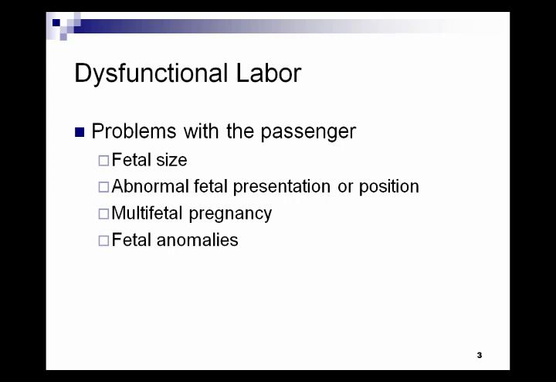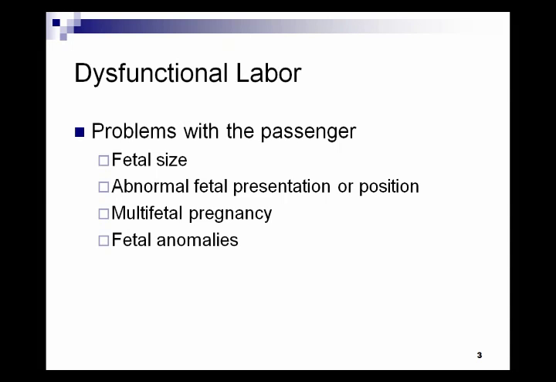However, if her fetus is small, then she may not be able to accommodate such a size. Shoulder dystocia. Delayed or difficult birth of the shoulder may occur, and we'll go over that on the next slide.